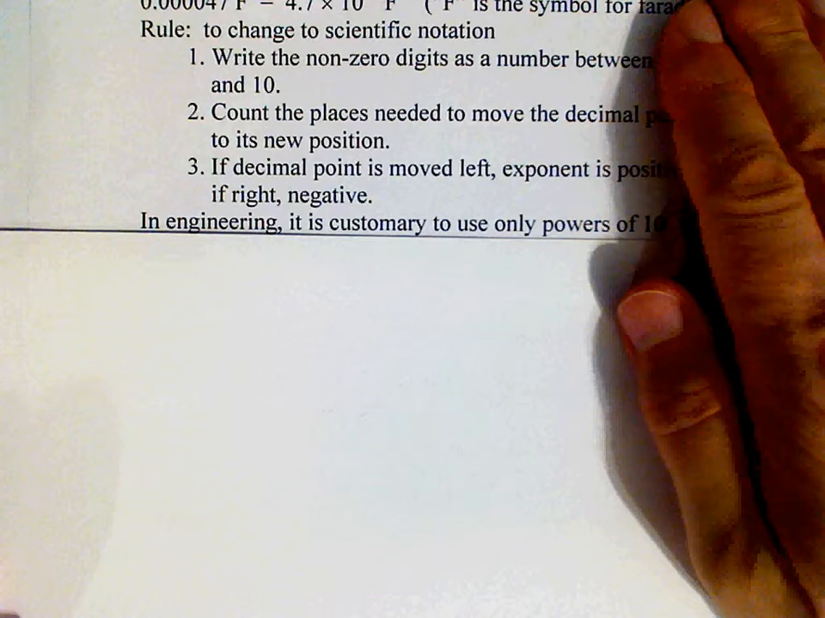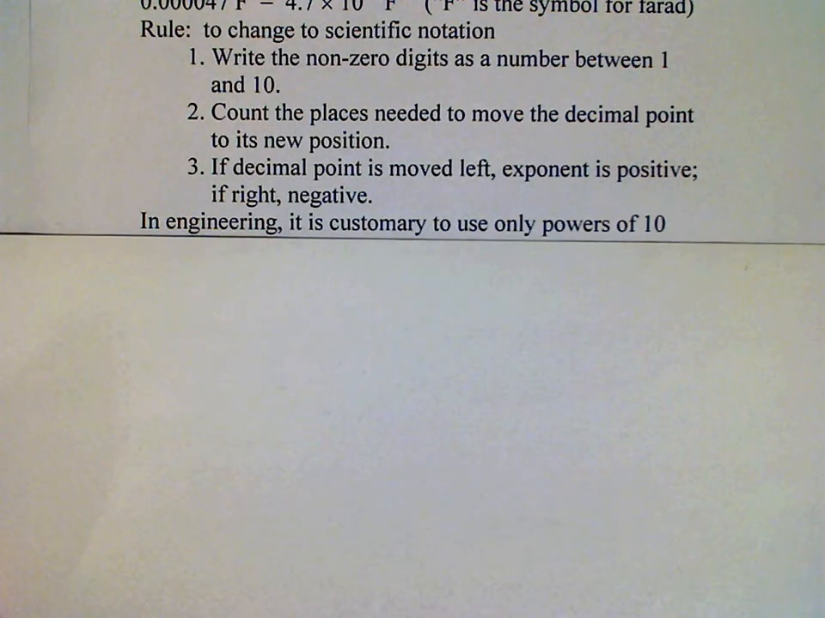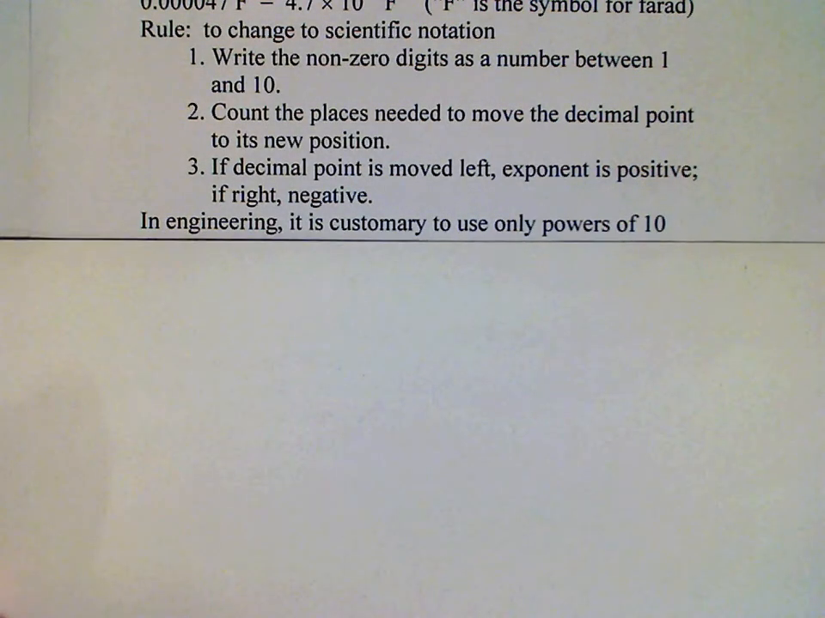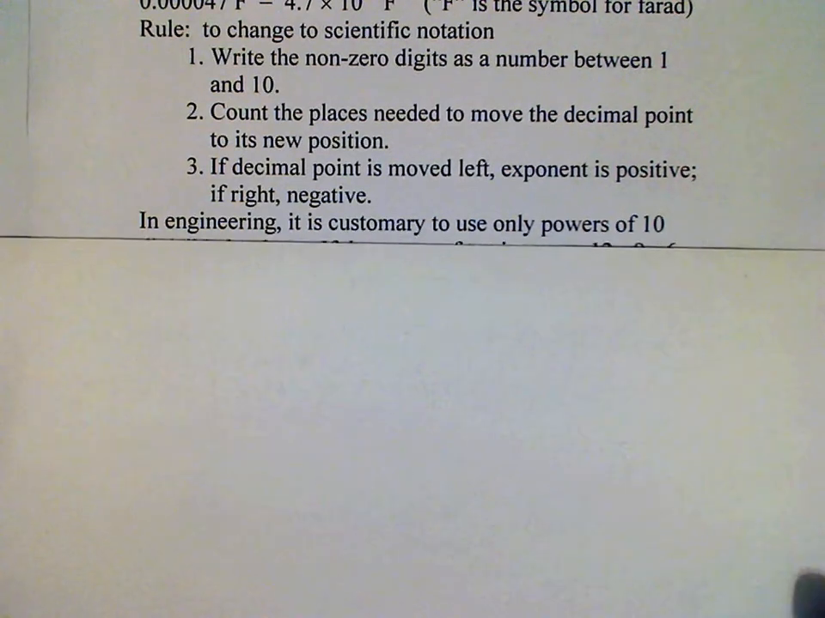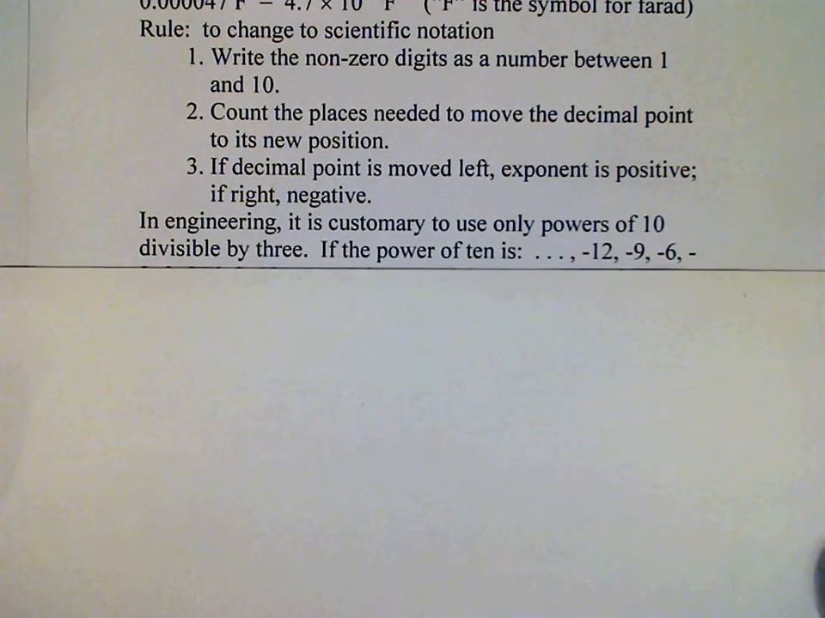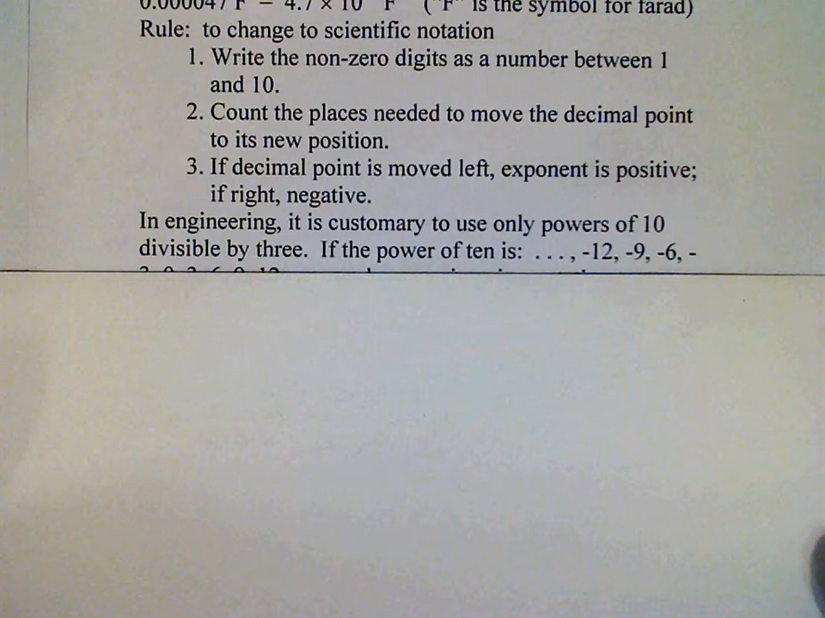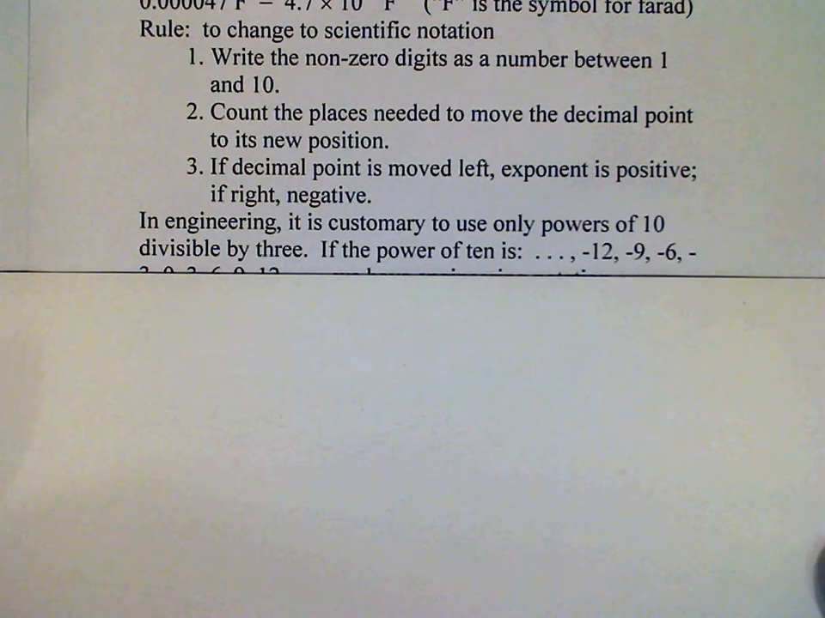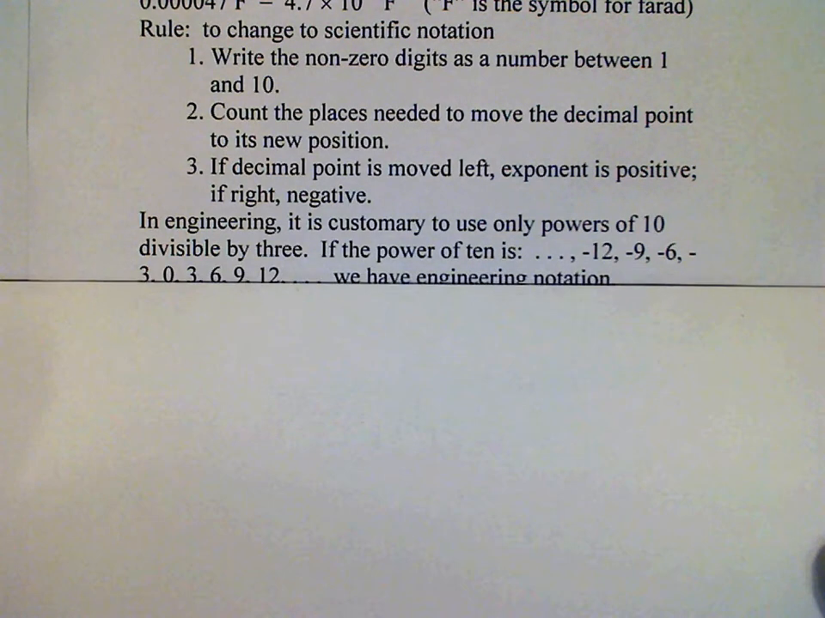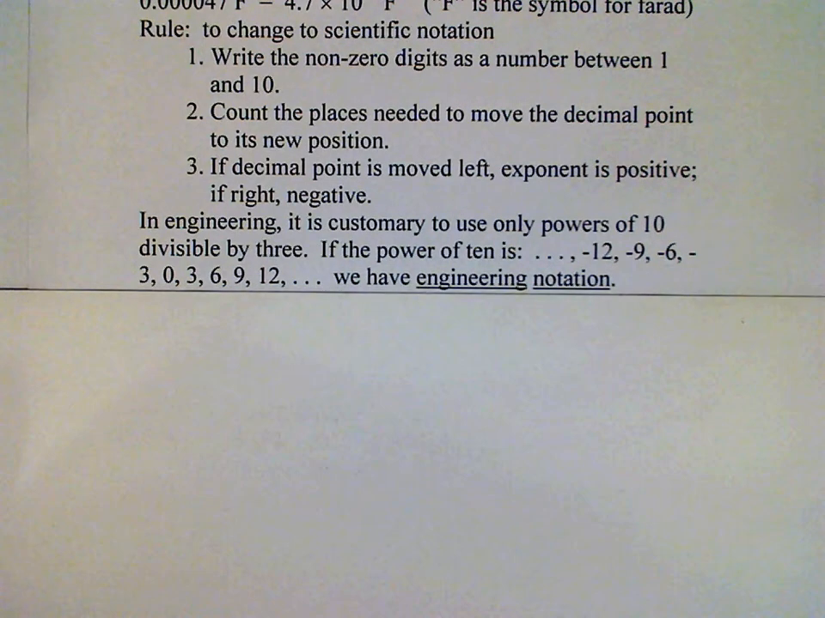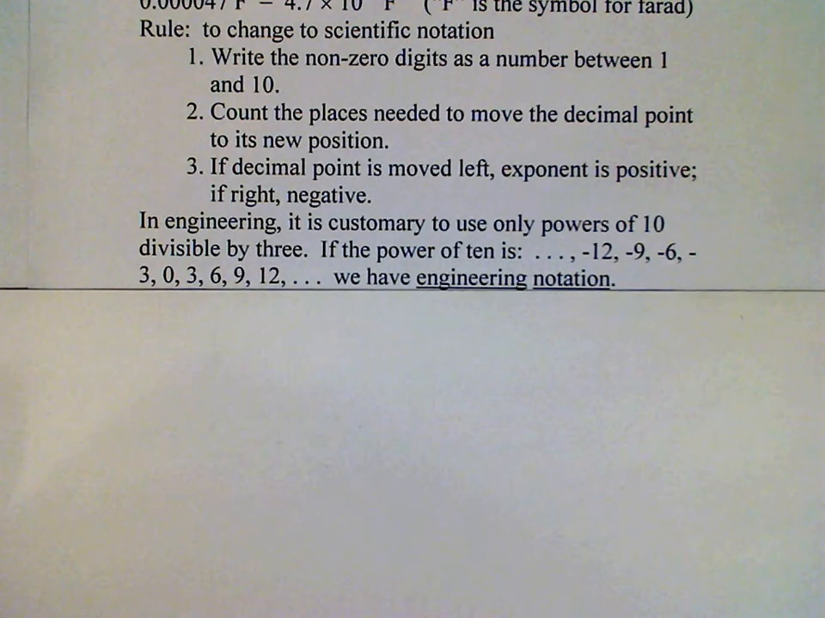Now, a modification on the scientific notation is so-called engineering notation, where we only use powers of 10 that are divisible by 3. In other words, the exponent is divisible by 3. So we have 3, 6, 9, 12.